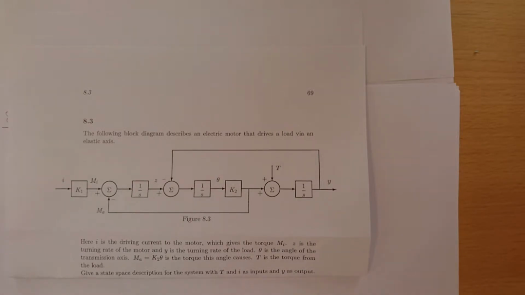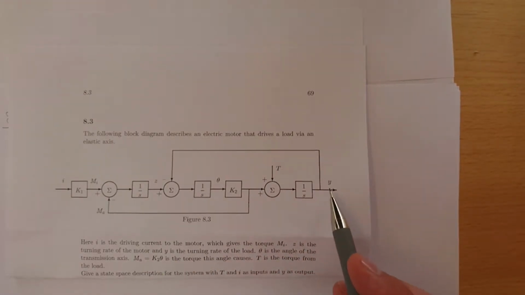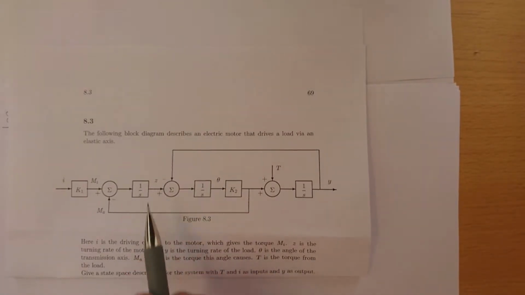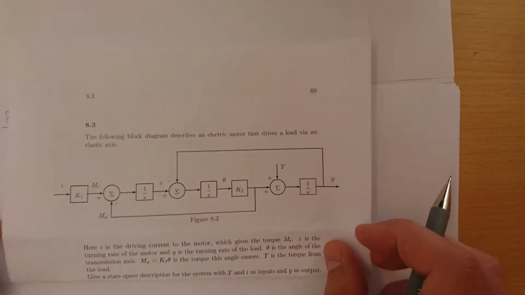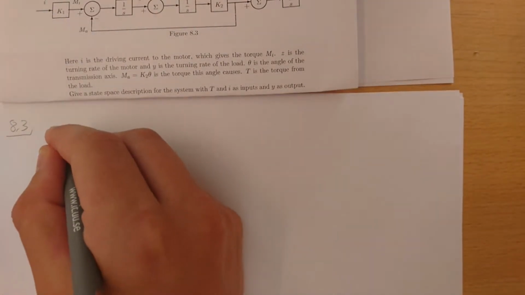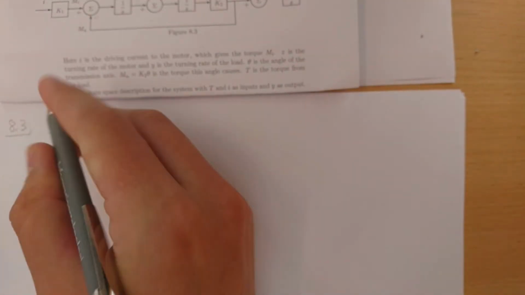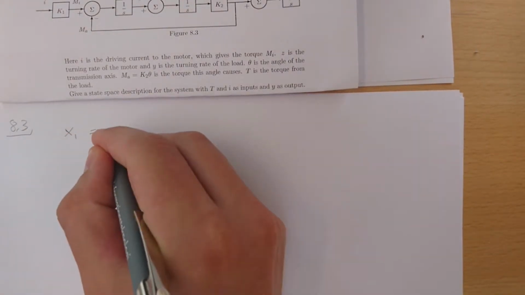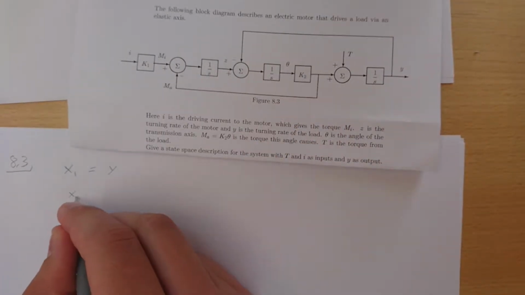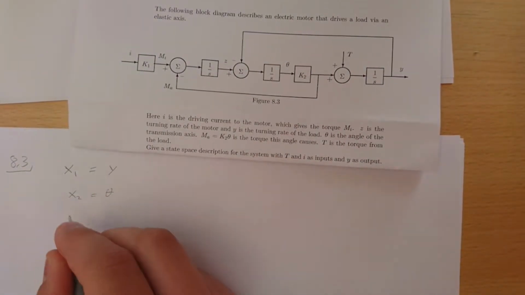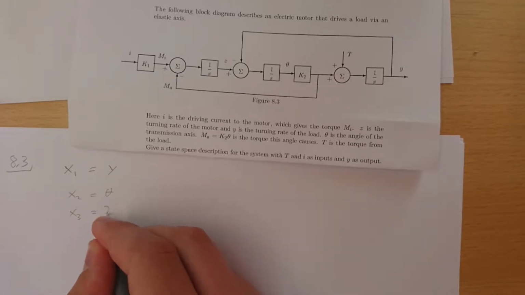So we're going to introduce the state variables, and it's sort of hinted in this block diagram and in the exercise that we could use these quantities Y, theta, and Z as our state variables. I'd say that's also the most natural thing to do when we look at this. So let's try and do so. We're going to set x1 equal to y, let x2 be equal to theta and x3 be equal to z.